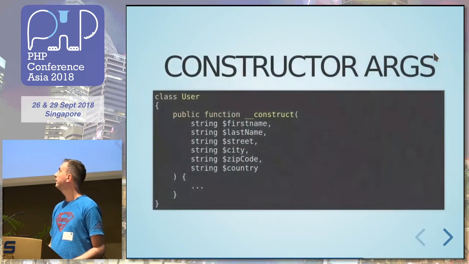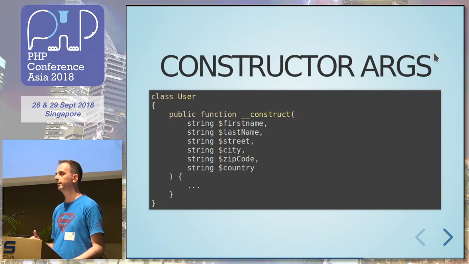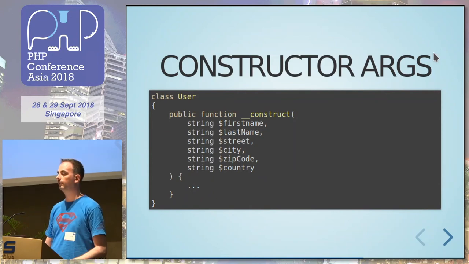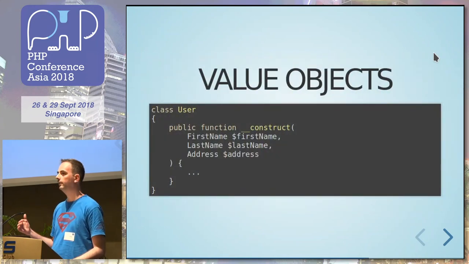And things will get even worse if you put more arguments inside. So now you have a bunch of strings, and if you mess up the order, my first name is maybe Singapore. So that's not something that you want, so we want to have more type safety. We can add this by having value objects for everything.